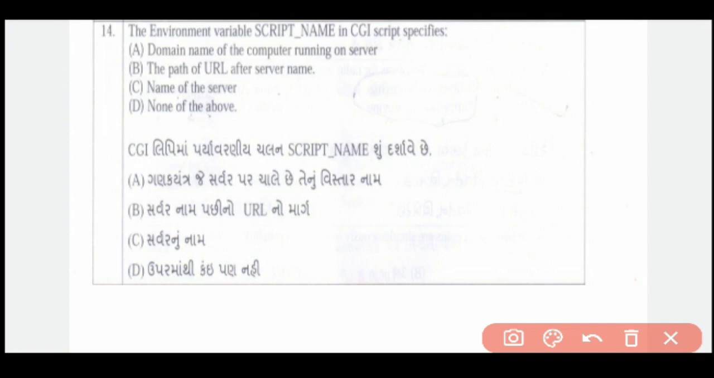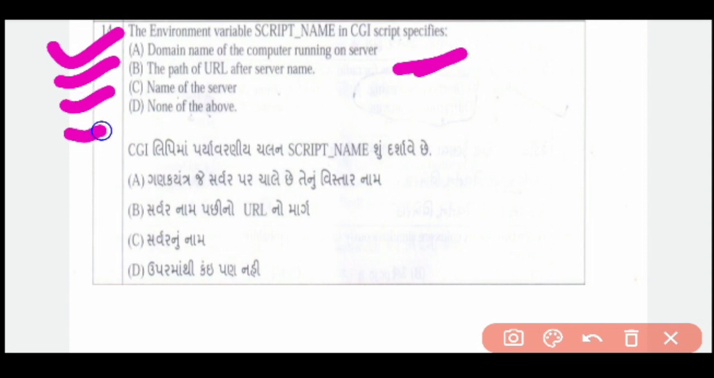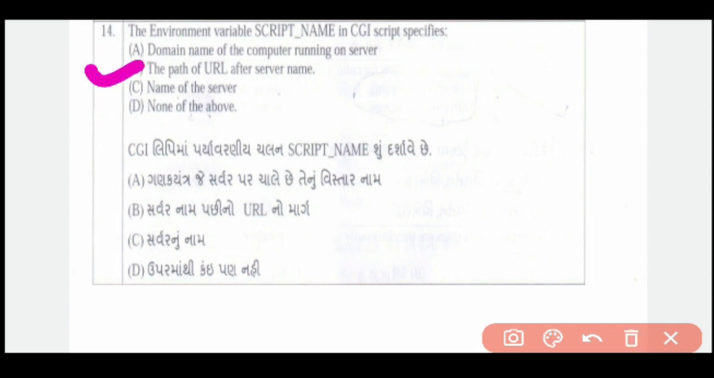Question number 14. The environment variable script name in a CGI script specifies: option A, the domain name of the computer running on the server; option B, the path of the URL after the server name; option C, the name of the server; and option D, none of the above. Then the answer is B, the path of the URL after the server name.